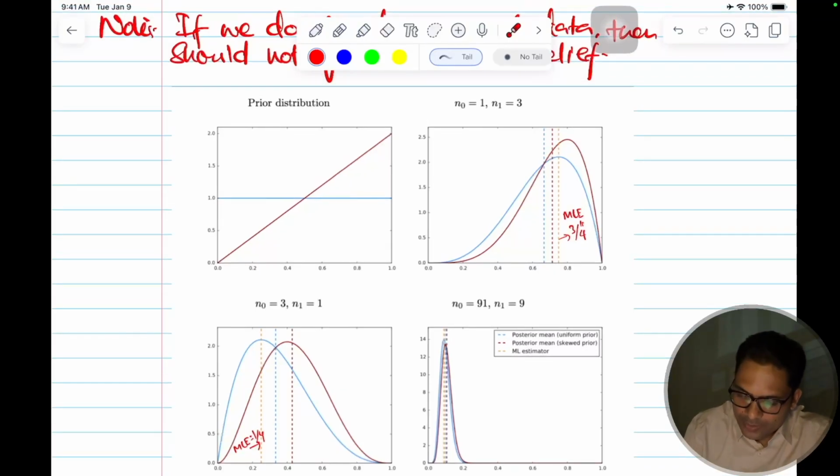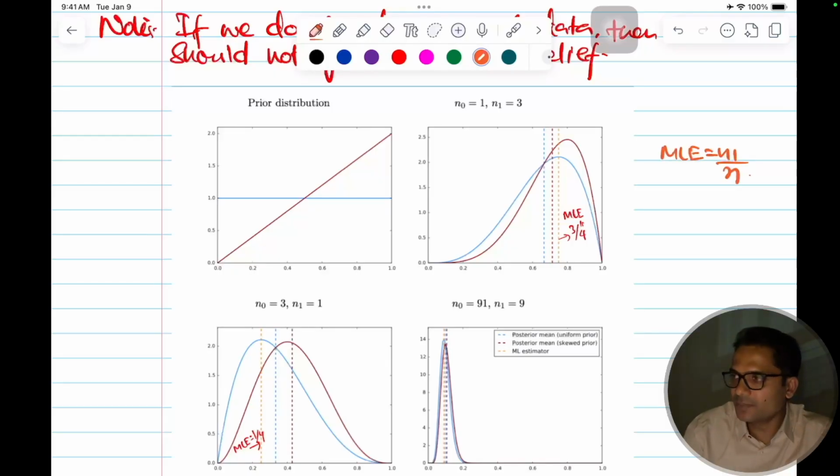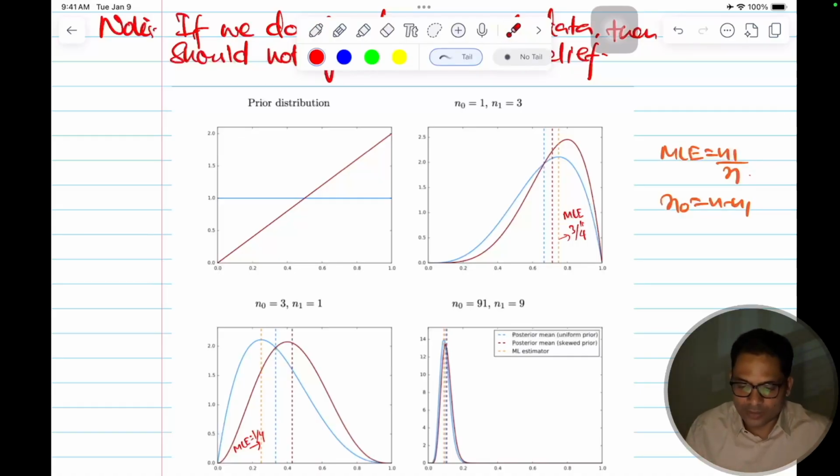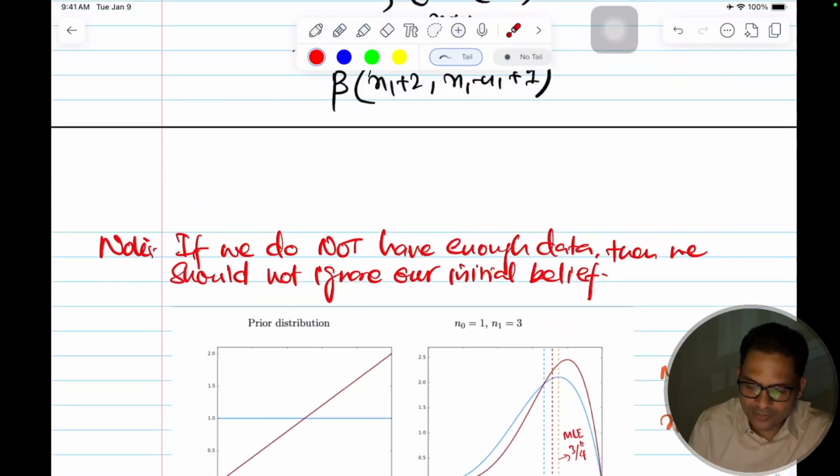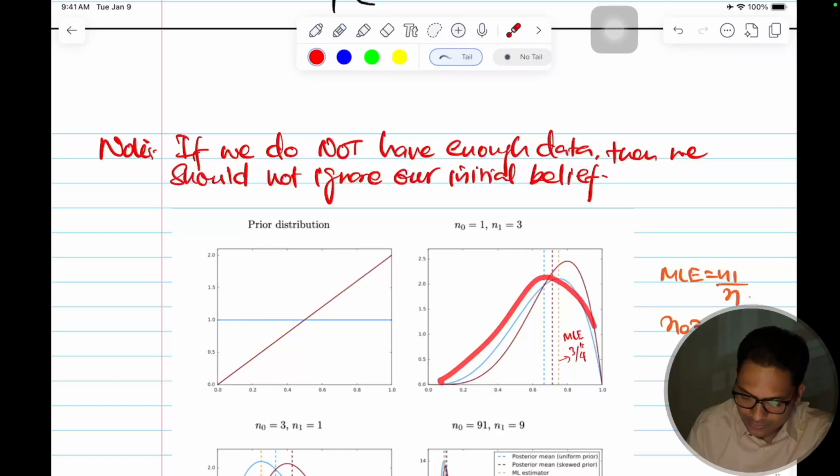So I hope you remember our MLE. MLE is equal to the number of ones divided by n, and n naught is equal to n minus n1. Let's see all the graphs, and this will make it amply clear finally, and this will be the conclusion for Bayesian statistics and everything you have studied. So my maximum likelihood estimate gives that my best theta is n1 by n. That's from the Frequentist. And from the Bayesian, we have all these beta curves that I mentioned. So this is the curve we are getting.